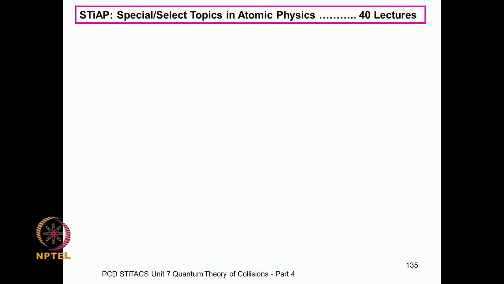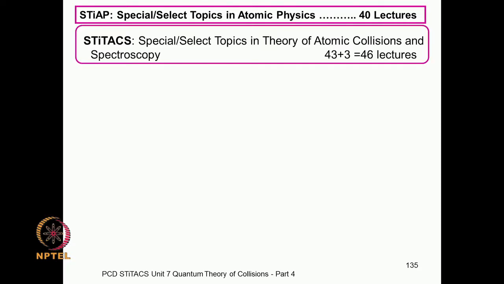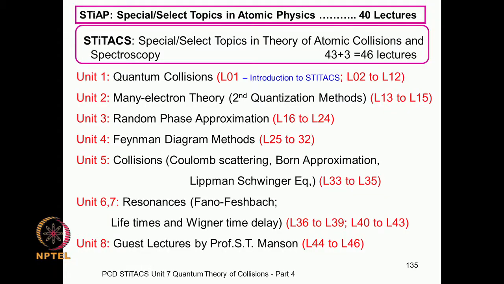So, we covered basic atomic physics in the previous course, which is the select special topics in atomic physics. And in this course, today's is the 43rd lecture. This is the last lecture in this series in unit 7. But then there are three additional lectures given by Professor Manson, which are incorporated in this course as guest lectures. So, there will be a total of 46 lectures in this course, which we covered in these 8 units. Today's is the end of the 7th unit. Unit 8 consists of the three guest lectures by Professor Manson.